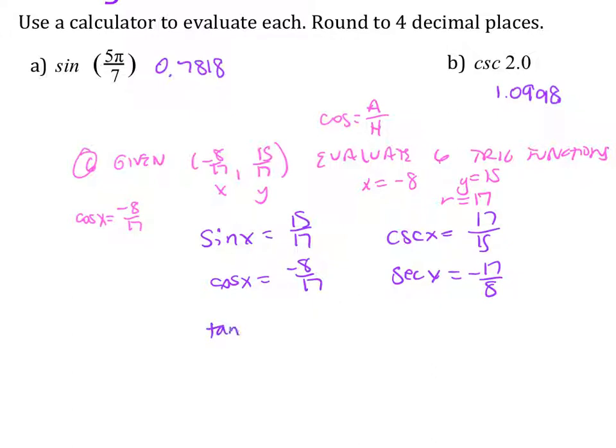And then tangent of x, remember that's just y over x. So we take our y value, 15, over -8. And then cotangent is the reciprocal of that.